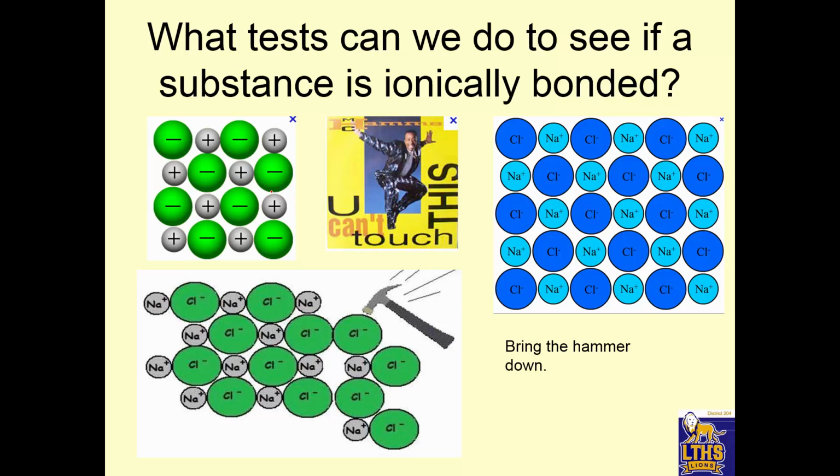All right, so what can we do to see if a substance is ionically bonded? Well, we bring down the hammer. Because of what we think the structure of ionic compounds looks like, the oppositely charged particles are bonded and packed close together. And so if you hit them with a hammer, then they'll be brittle because you'll be forcing ions with the same charge next to each other. So you could bring down the hammer. All right. Ooh, can't touch this.